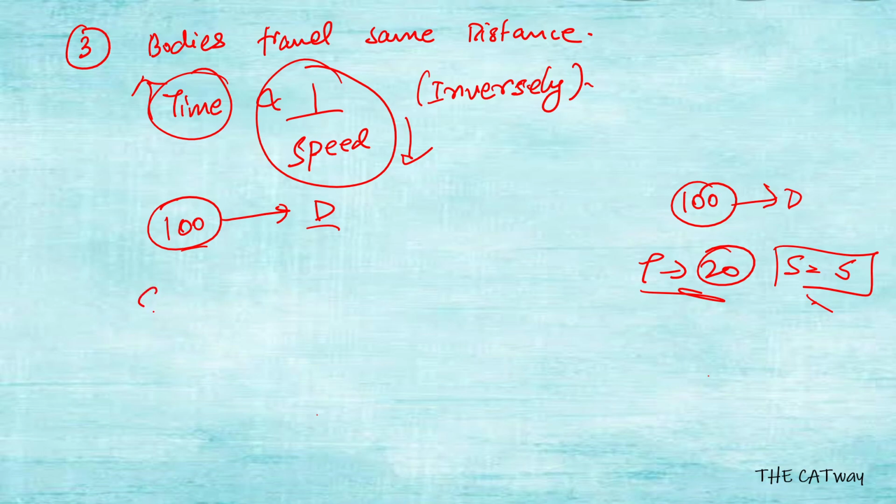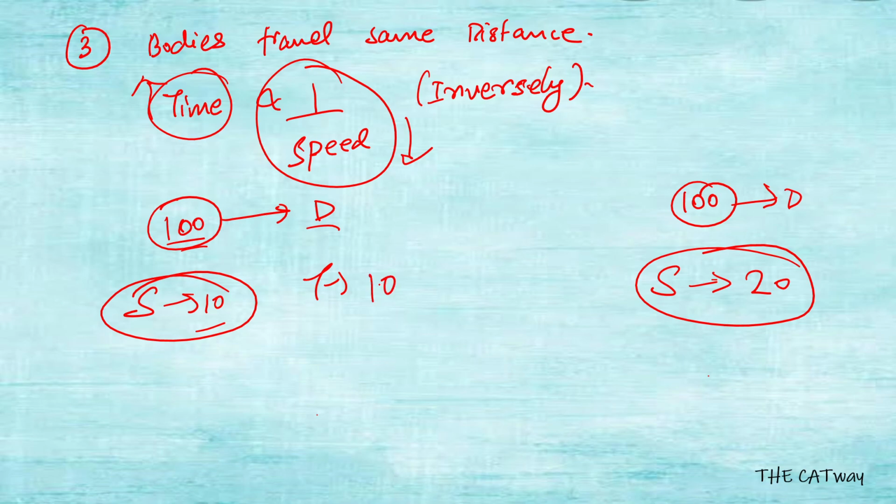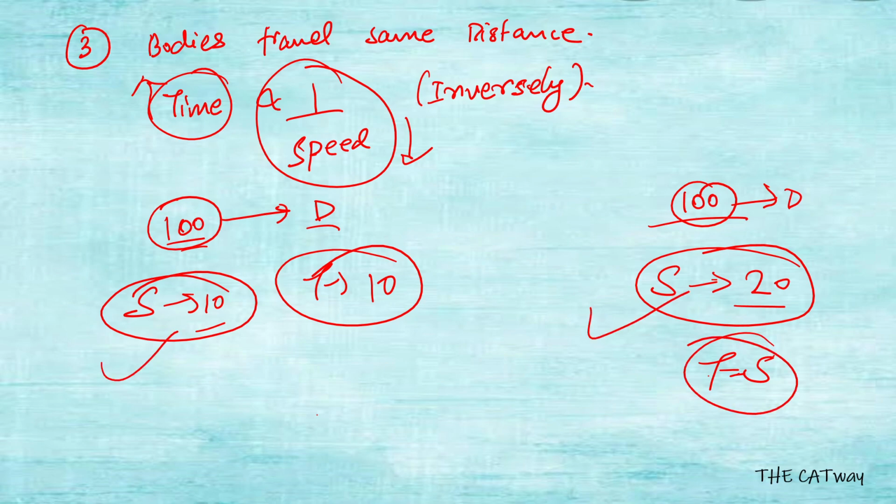Let's say the speed in this case is 10 and the speed in this case is 20. Now see, speed has increased. So time in this case would be, time is distance upon speed. So 100 divided by 10, time would be 10 in this case. Here it will be 100 by 20, time here would be 5. See, speed increased, time decreased. So this means that when two bodies travel the same distance, then the time is inversely proportional to speed. So this is the basics of time, speed and distance.